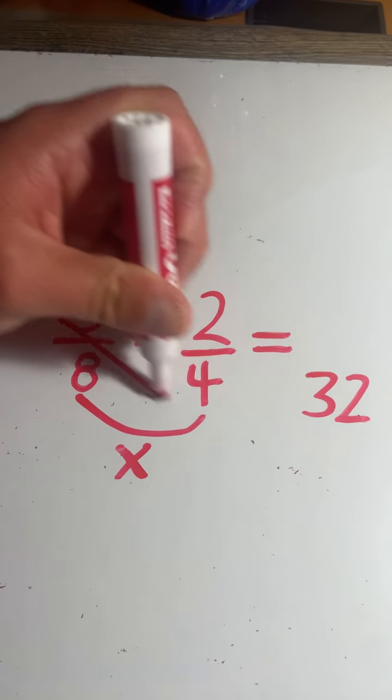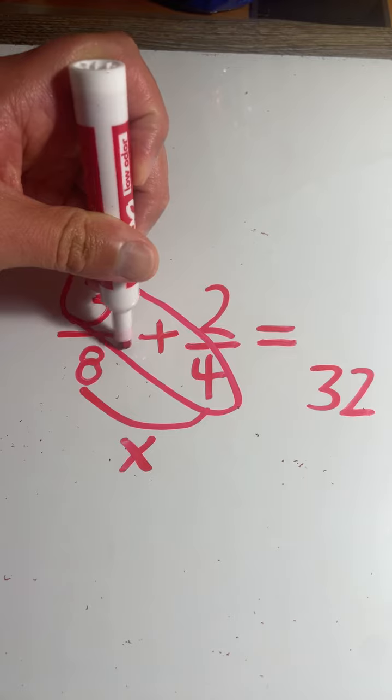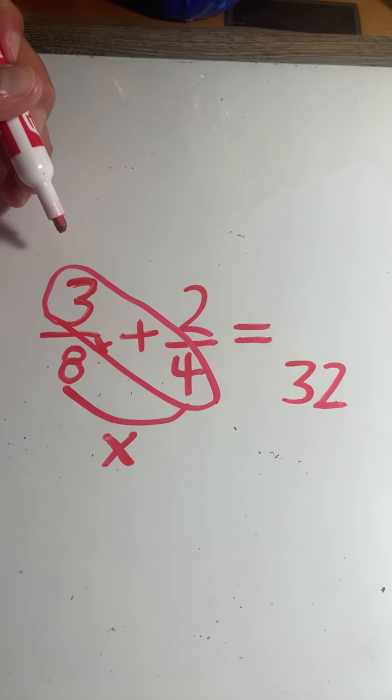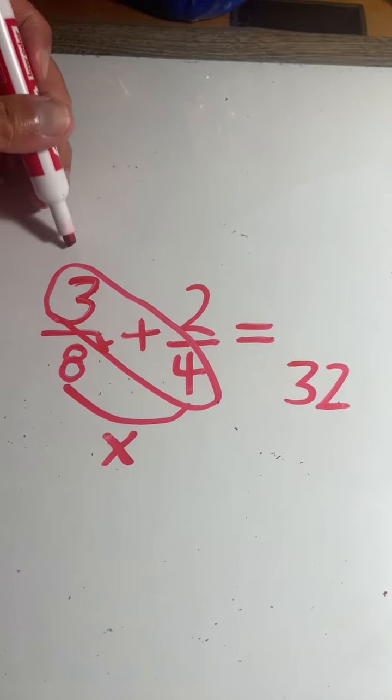Now, next step, we cross multiply. So we're going to multiply 3 times 4. 3 times 4 equals 12.